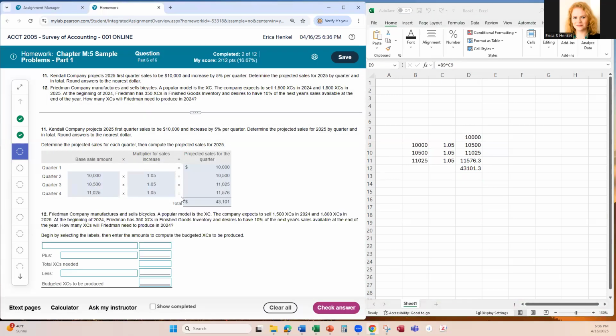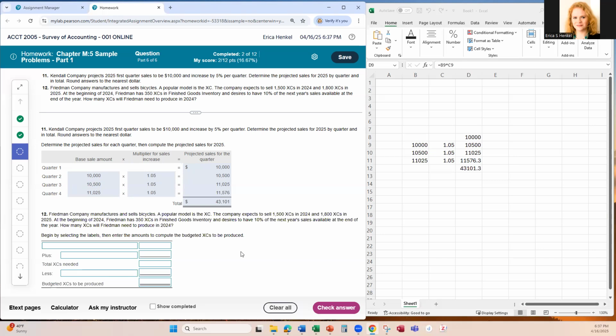Okay, so now we have Friedman Company, and they're manufacturing and selling bicycles. A popular model is the cross country. They expect to sell 1,500 cross countries in 2024 and 1,800 in 2025. So at the beginning of 2024, they have 350 sitting in their inventory, but they want to have 10% of the next year's sales available at the end of the year. So how many do they need to produce?